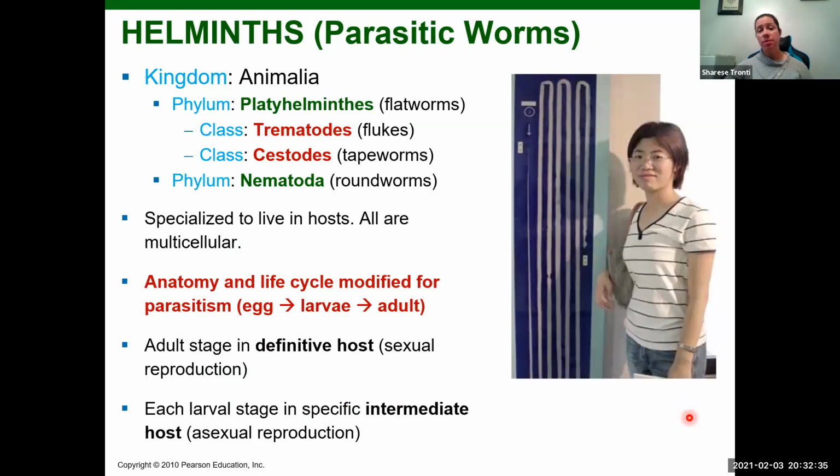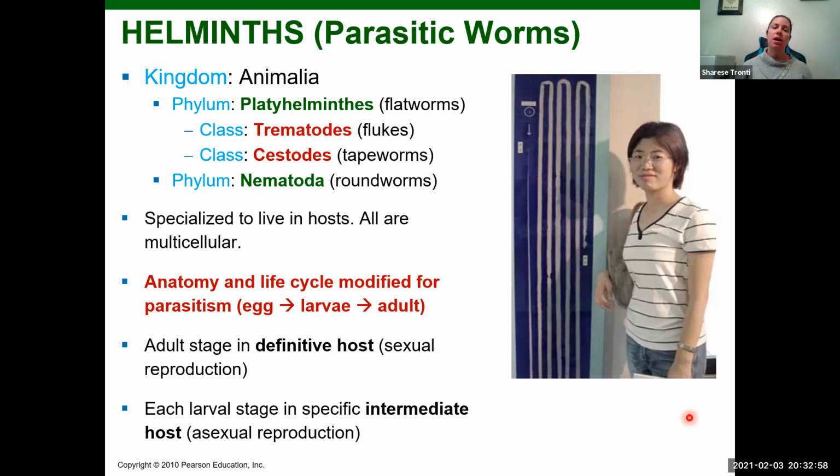All right, so that's protozoa. Now we're going to move on to helminths. Helminths are parasitic worms. There are two main types: the platyhelminths, which are flatworms, and the nematoda, which are roundworms. So platyhelminths, flatworms; nematoda, roundworms.